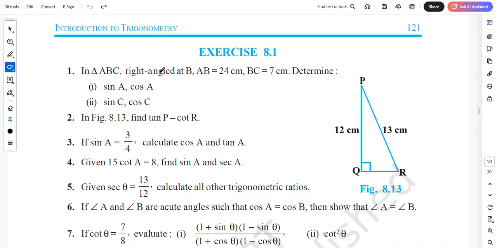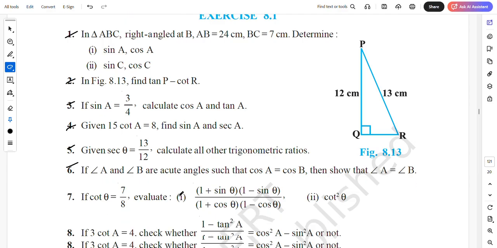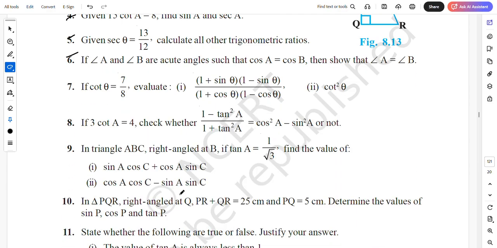Today we'll be seeing problems of exercise 8.1 which belongs to the chapter Introduction to Trigonometry. We had solved problems number 1, 2, 3, 4, 5, 6 in the previous video. Now we'll be solving problems starting from 7 to 11 in this video. Okay, this is the first problem. It is saying if cot theta is equal to 7 by 8, evaluate: number 1, (1 plus sin theta)(1 minus sin theta) divided by (1 plus cos theta)(1 minus cos theta), and number 2, cot square theta. Now we'll be solving this seventh problem.